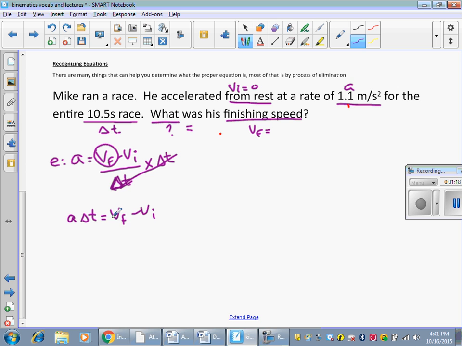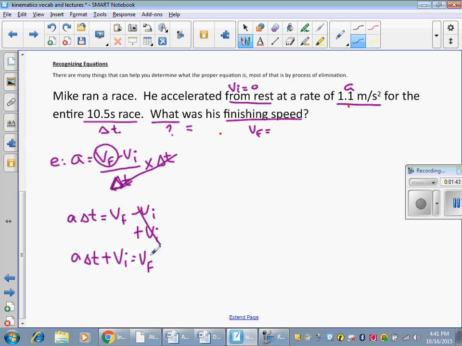Now, is v final by itself? No, I have to do the opposite of this. So instead of minus, I'm going to plus the initial. Okay? Whenever I do to one side, I have to also add over here. I'm going to show that when I rewrite my line. A times change in t plus the initial equals v final. Nasty.